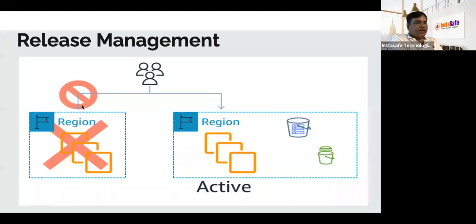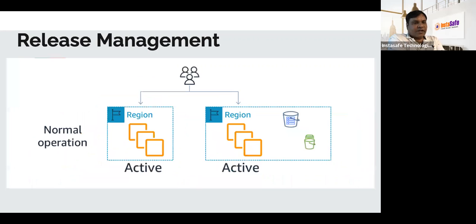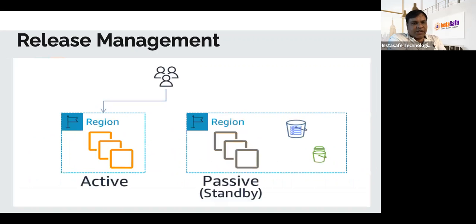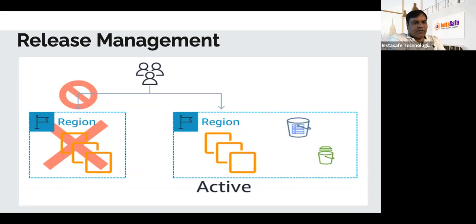Then, if everything looks fine, you can do the deployment on the left hand side, the site which has the lower version of the code, have it upgraded, and have your active setup again for both the regions. This is how industry-wide deployments are done to ensure there is no downtime when we are doing a deployment.